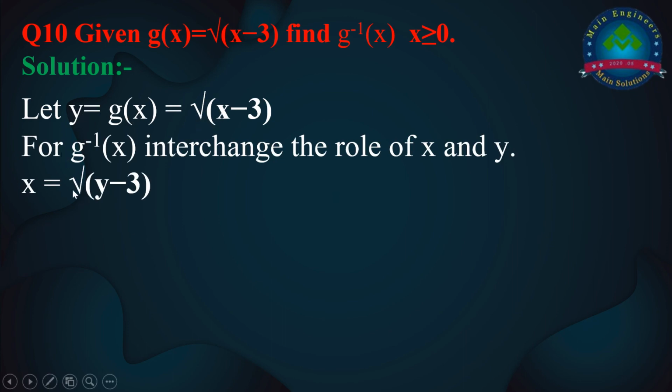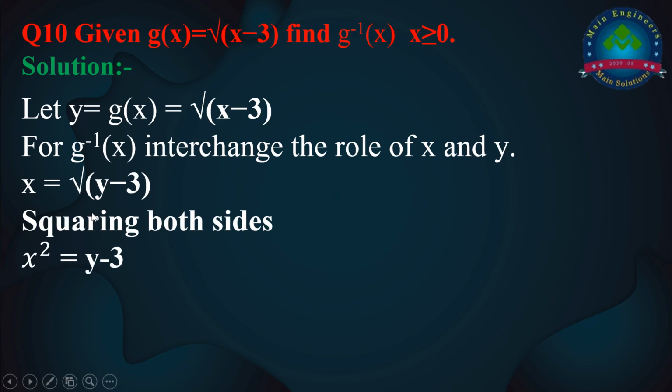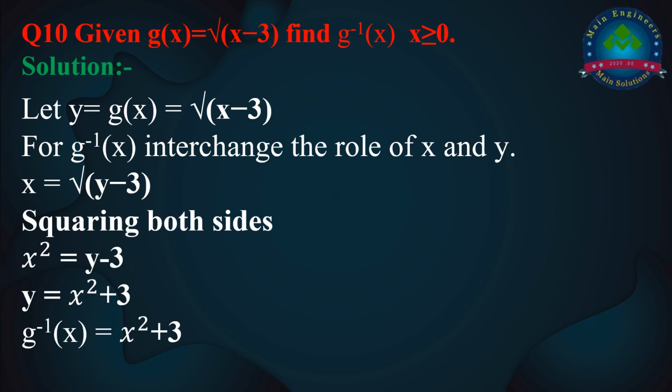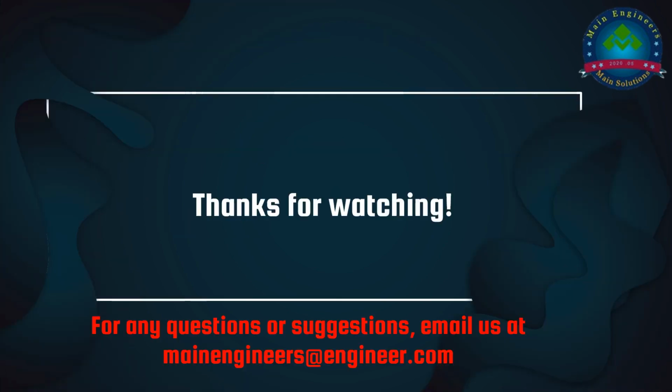So as there is a root, square both sides. We will get x square is equal to y minus 3, and then solve for y. So y is equal to x square plus 3. So this will be our inverse function. So g inverse x is equal to x square plus 3.